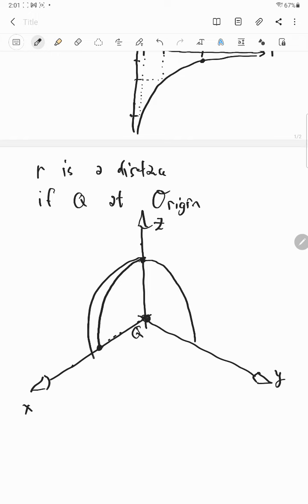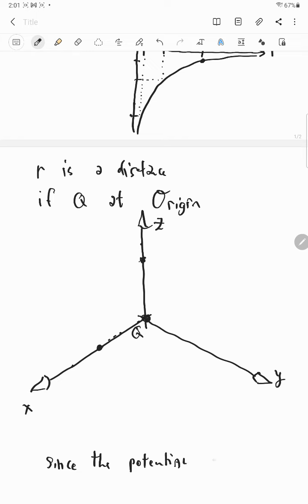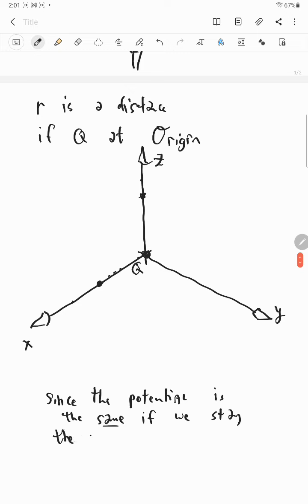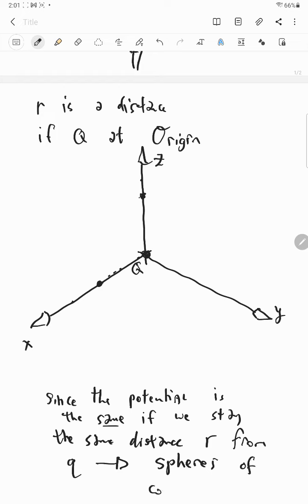What I'm drawing out, actually, let me clean it up. So, since the potential is the same if we stay the same distance R from Q, this is suggesting spheres of constant voltage.